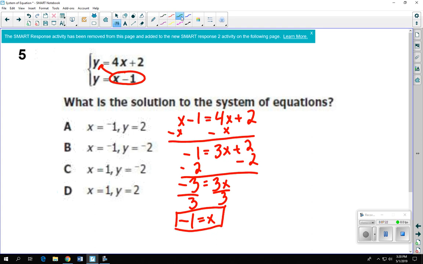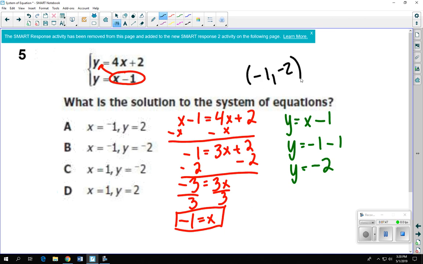In order for us to find the y, we are going to take what we know of x and substitute it into one of the equations. So I'm going to choose my second equation, y equals x minus 1. I'm going to substitute in negative 1 minus 1, and y is going to equal negative 2. So my final solution for this system of equations is going to be negative 1, negative 2. Answer choice B.